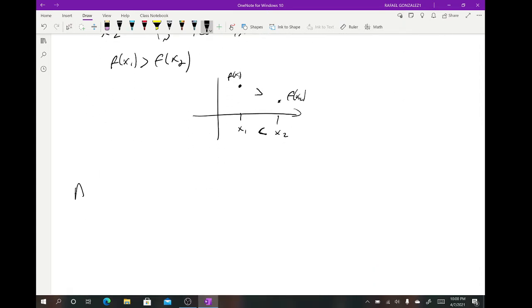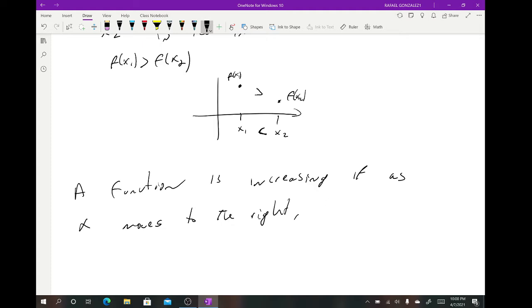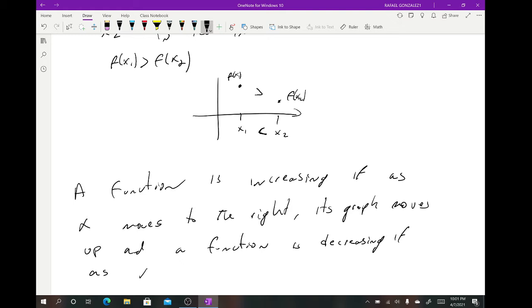Now, in simple terms, a function is increasing if, as x moves to the right, its graph moves up, and a function is decreasing if, as x moves to the right, the graph moves down.